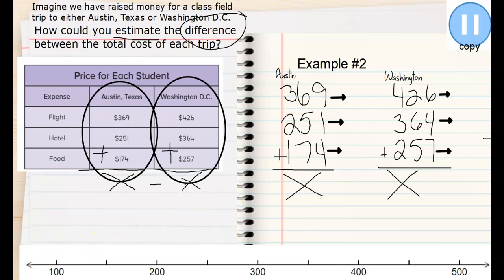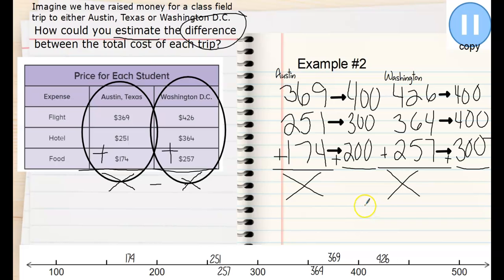Now let's go ahead and check your rounding. Okay, let's see. You should have said that 369 rounds to 400. 251 is nearest to 300, 174 is nearest to 200, 426 is nearest to 400, 364 is nearest to 400, and 257 is nearest to 300. Next, you would find the estimated total cost of each trip. You should have said that the total cost for Austin was $900. And the total cost for Washington was $1,100.